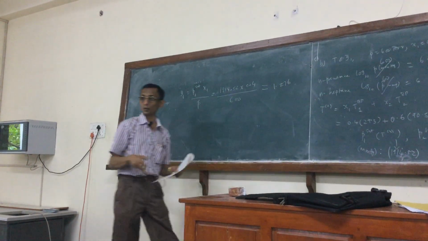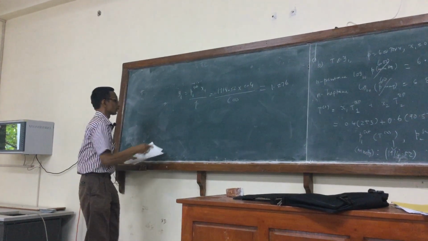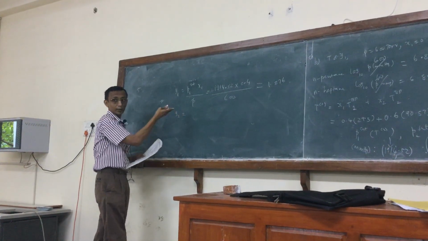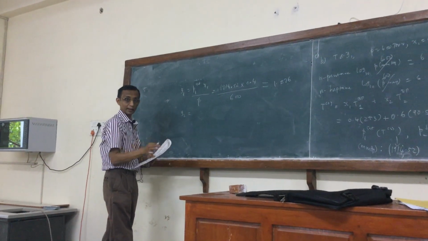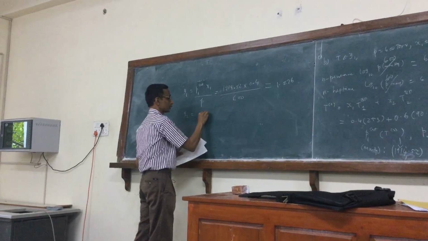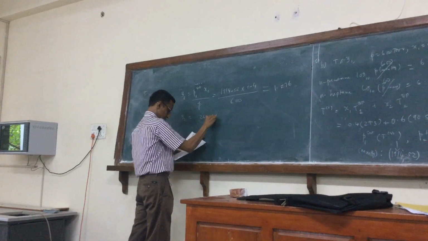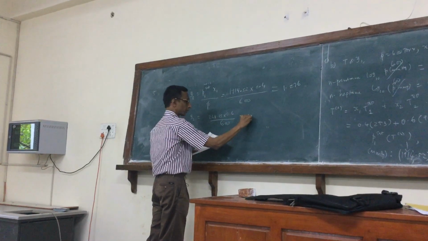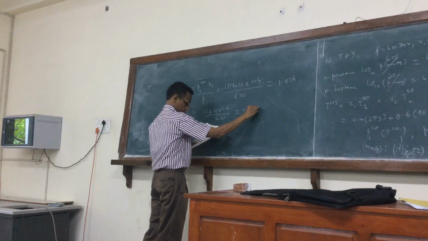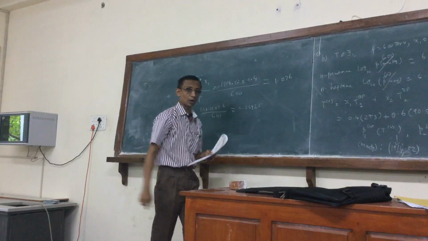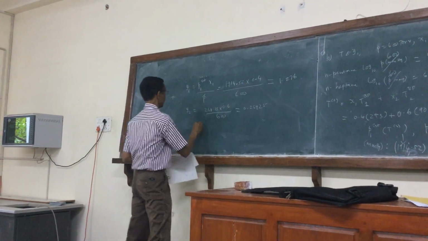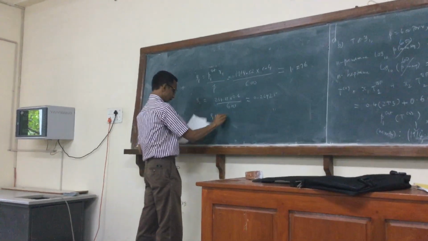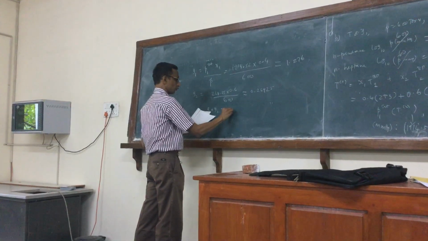So this is how we find out y2. Obviously I don't take 1 minus y1, y2 I have to calculate independently. That will be 264.25 times 0.6 divided by 600, and that is 0.26425. So now clearly y1 plus y2 is greater than 1, it is 1.54.